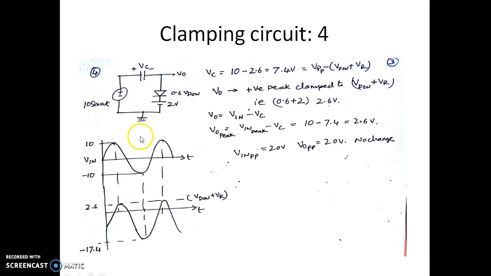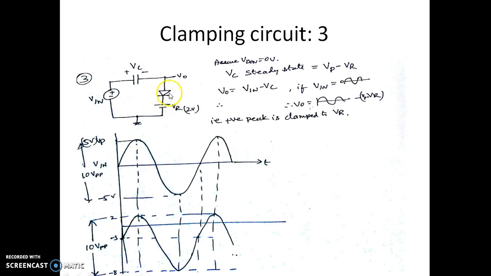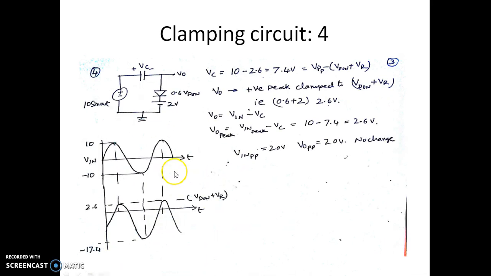What is the difference between the third circuit and the fourth circuit is, in the third circuit we assume the VD-on to be 0. It was clamped to VR. Now we are assuming VD-on to be non-zero, which is 0.6. Now it is clamped to VD-on plus VR, which is 0.6 plus 2 volt, which is 2.6.